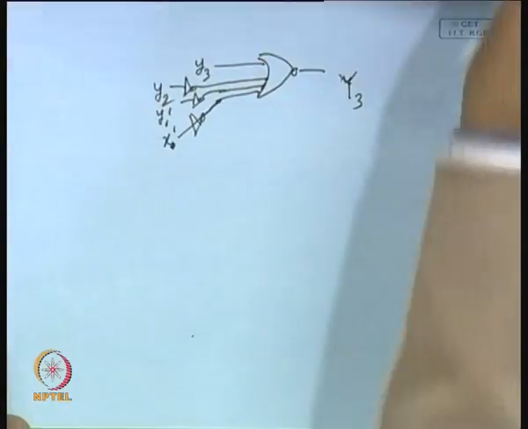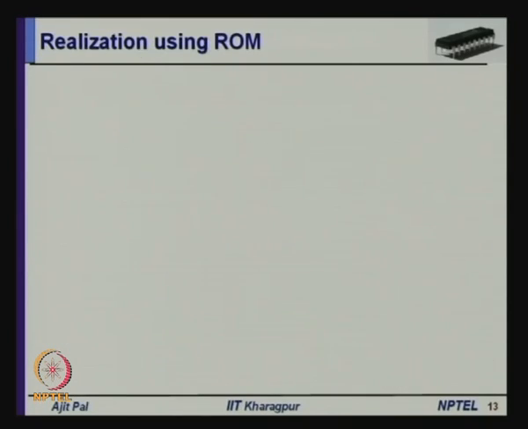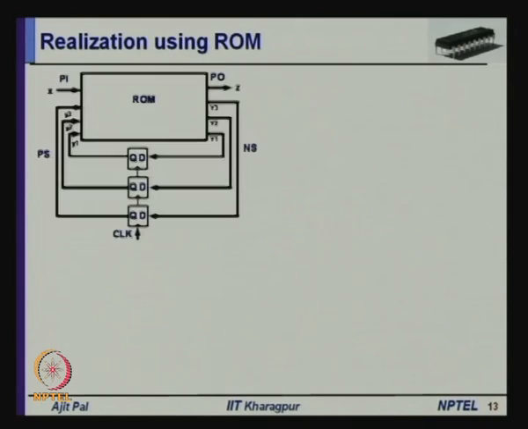So, this is how you can realize functions by using NAND, NOR gates, but that is not the only way by which you can realize functions. You can realize by using ROM, read only memory. Sometimes you have to realize a very complex circuit. In that case the number of inputs and number of outputs can be quite large. So, realization of the combinational circuit by using read only memory is shown here.